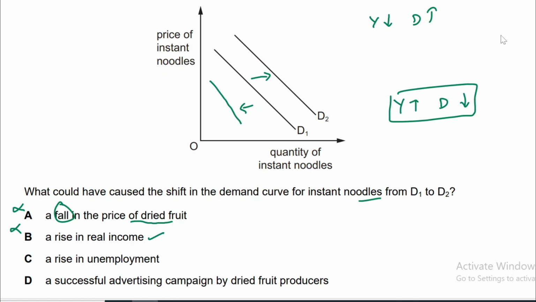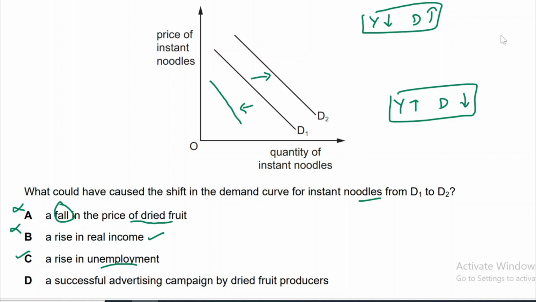Moving to option C, a rise in unemployment. Rise in unemployment is the correct answer for this question. Why is it correct? We can discuss it as well. When there is unemployment, it means people don't have purchasing power, because they don't have jobs. When their income falls, demand for inferior goods will rise, because now they cannot buy high quality luxurious products or normal goods, so they will purchase more quantity of inferior goods.